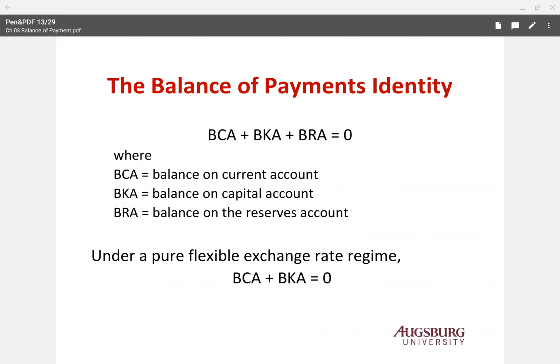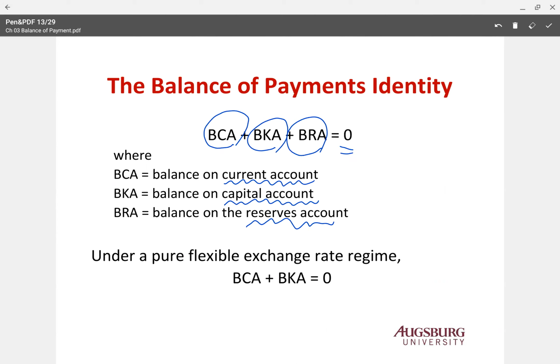Well, now let's talk about the balance of payment identity. The balance of payment identity means that the first item, BCA, is the balance on current account, plus BKA, the balance on capital account, plus BRA, which is the reserve account, should be 0. So this identity theoretically should be true.